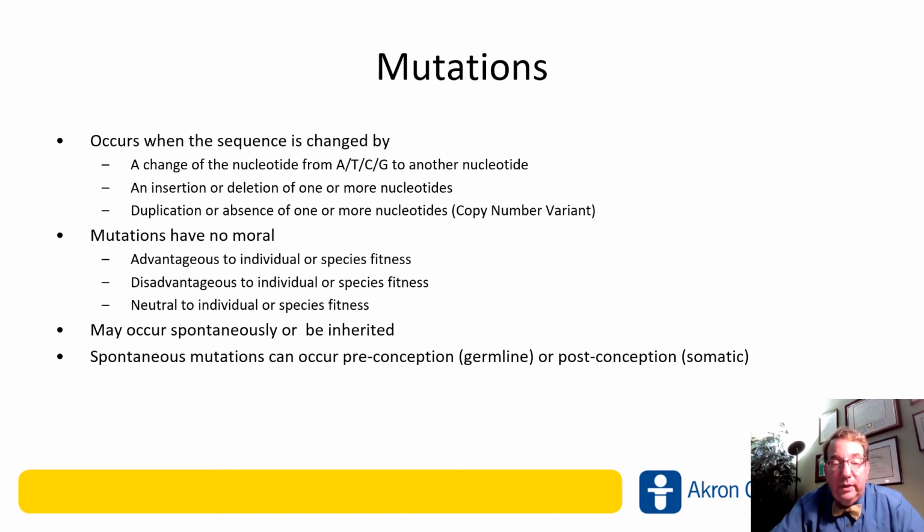Mutations typically are inherited. That's how we think about them, but they can occur spontaneously, after conception. Spontaneous mutations can occur when they occur pre-conception. They're called germline mutations. When they occur post-conception, they're referred to as somatic mutations.